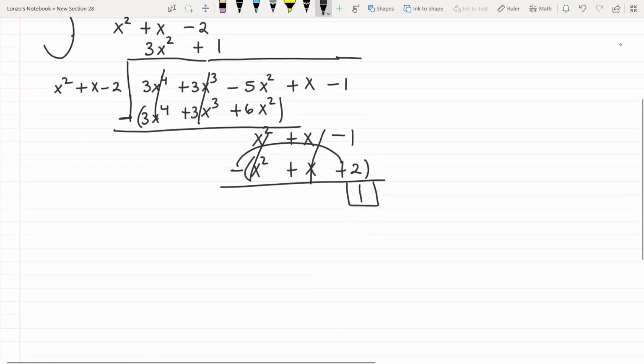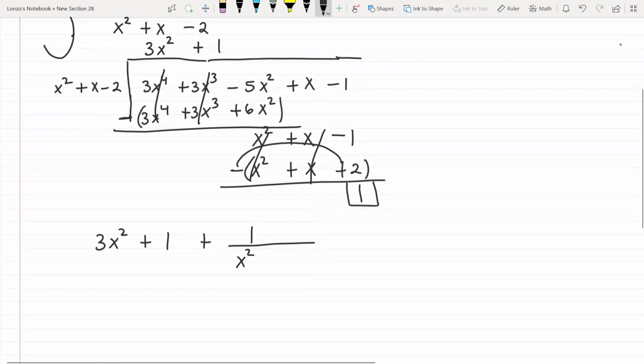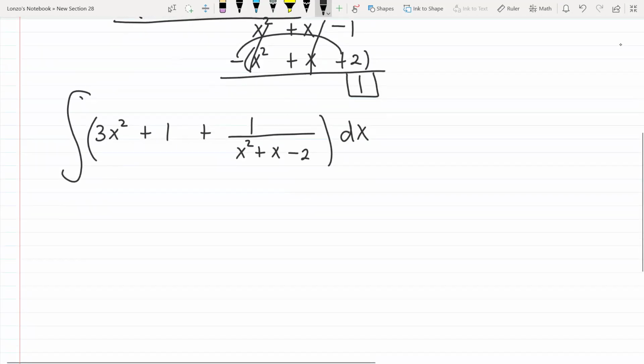So you can rewrite this problem as 3x squared plus 1. And when you have a remainder, it's just your plus your remainder all over whatever you're dividing. So we are dividing x squared plus x minus 2. Okay. Now can we take the integration of these two terms? Yes, we can. How would I do this? This part is easy. This one you might have to decompose again using partial fraction decomposition.